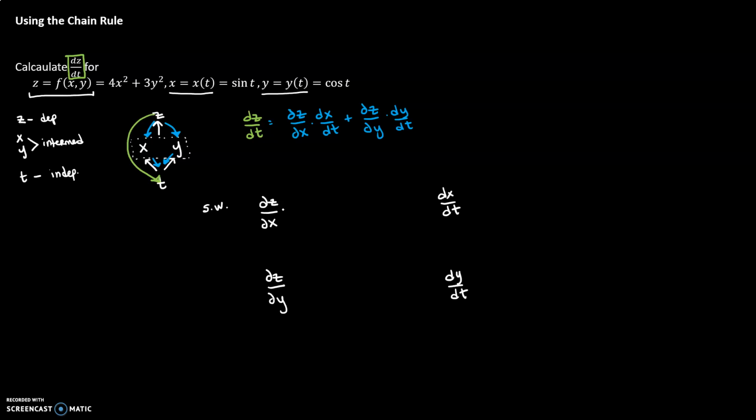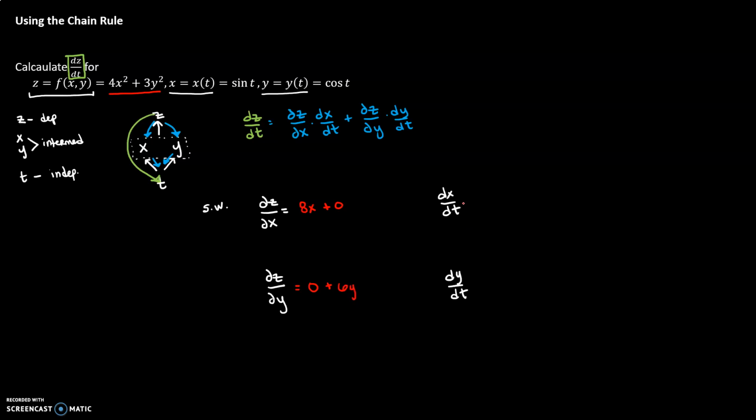Let's go through and do our partial derivatives. To take the partial of z with respect to x, we're going to look at the definition of z, which is right here. Taking the partial of 4x squared gives us 8x. Taking the partial of 3y squared with respect to x, that's just 0. Looking at that same definition of z, but taking the partial with respect to y, the partial of 4x squared with respect to y is 0, plus the partial of 3y squared with respect to y, that becomes 6y.